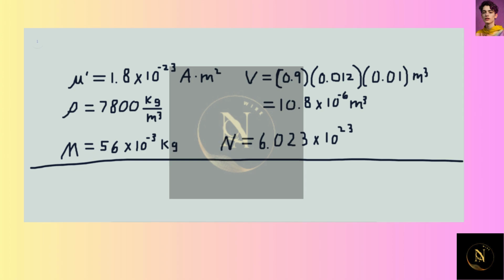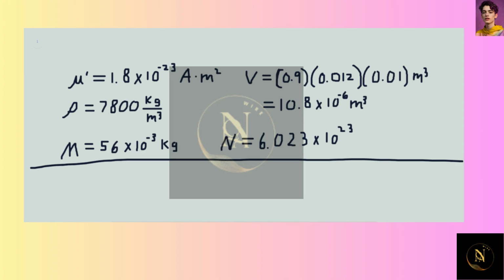Or 0.9 by 0.012 by 0.01 meters cubed. So I put everything into meters. So this volume V is 10.8 times 10 to the minus 6 meters cubed. Okay. The other thing we're going to need to determine this question is we're going to need to know the density of iron, rho, which is 7,800 kilograms per meter cubed.